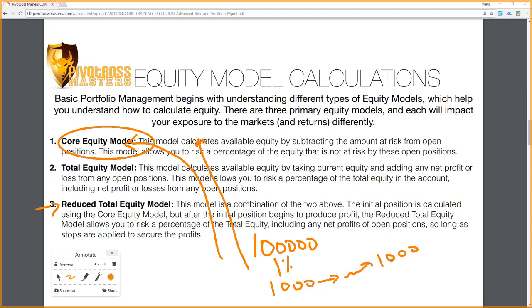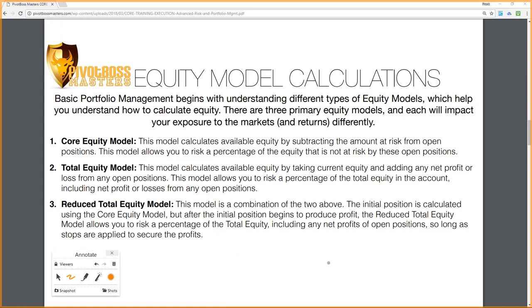Well, as long as you lock in those profits, now you can add those profits to your equity, and your next trade can be a percentage of that total. So basically, it allows you to add net profit, so long as your stops are applied to secure those profits. So those are three different approaches that you can use.